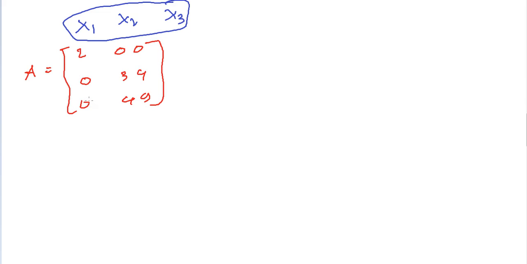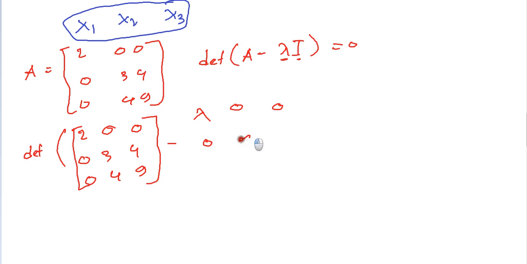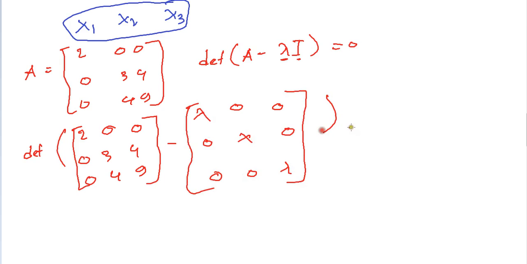So how can we find its eigenvalues? We can write down the determinant of A minus alpha I, where I is the identity matrix, and this should be 0. So the determinant of 2 0 0, 0 3 4, 0 4 9, minus alpha 0 0, 0 alpha 0, 0 0 alpha, right? And this should be 0.